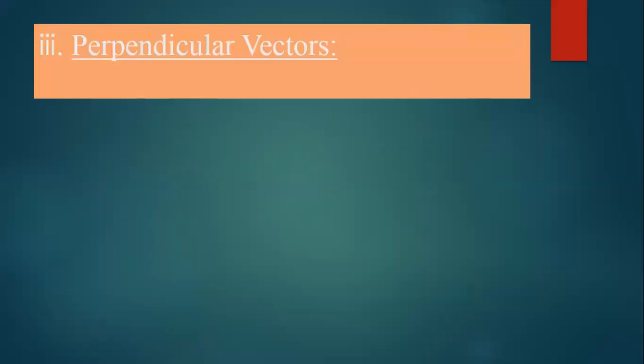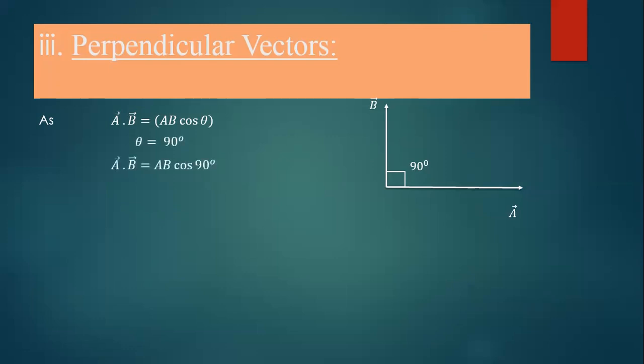Characteristic number 3. If there are two perpendicular vectors, so let there be two vectors A and B making an angle of 90 degrees with each other. In case of perpendicular vectors, again we know that A dot B is equal to AB cos theta. Since the angle between them is 90 degrees, A dot B becomes equal to AB cos 90 degree, where cos 90 is equal to 0. So dot product of two perpendicular vectors is equal to 0.